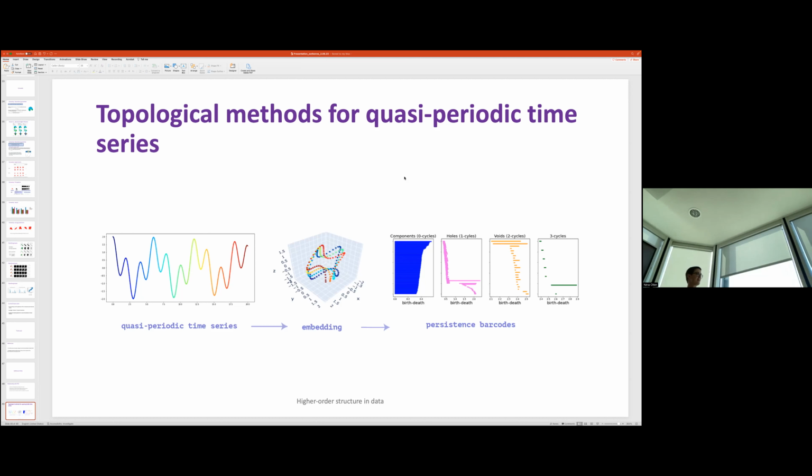In what way exactly, I can't tell you yet, because I'm working on it now. But I think this will be very important to understand these recurring patterns in the atmosphere and so on.